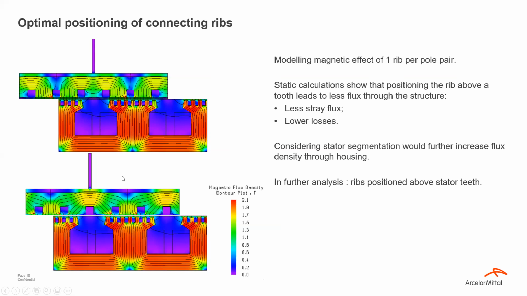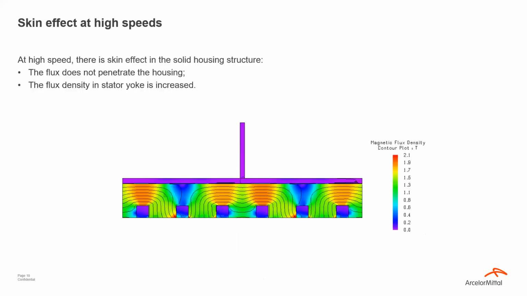And it's clear from these flux distributions that you can see that based on the intensity of the fields that go into the back plate, that it is better to put the rib behind a tooth. And this is then what we have done for the rest of the analysis in terms of the force calculations and the loss calculations.